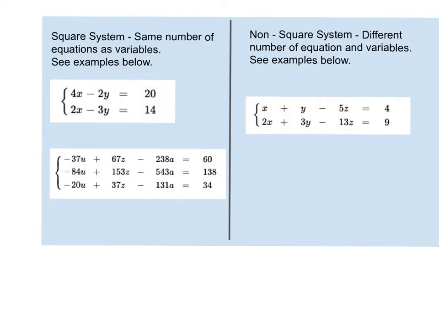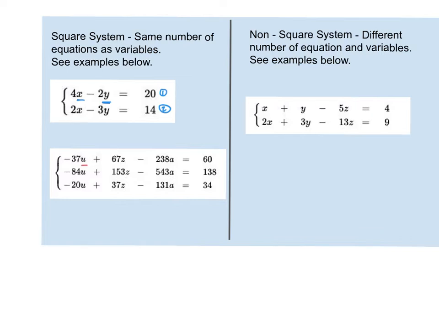So the first thing we're going to talk about is what is a square system of equations and what is a non-square system. A square system of equations is just where the number of variables equals the number of equations. So in this case, I have two variables, x and y, and I have two equations. That is called a square system.